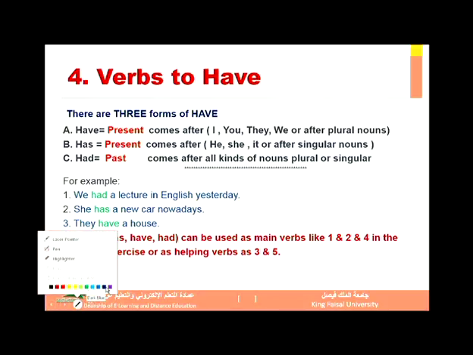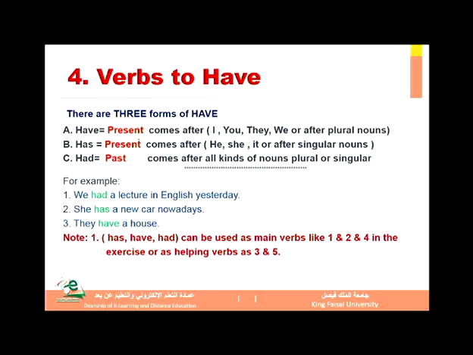Okay, now have is used in the present tense. لما يكون الزمن مضارع نستخدم have. نستخدم have بعد الضمائر التالية I، you, they, we, or after plural nouns, or after any plural noun. فإذا have تأتي بعد الضمائر التالية أو بعد أي كلمة جمع لما يكون زمن الجملة مضارع.